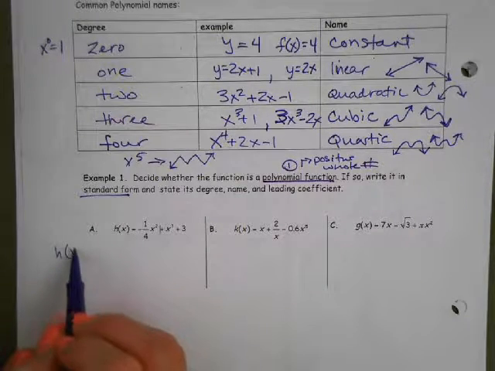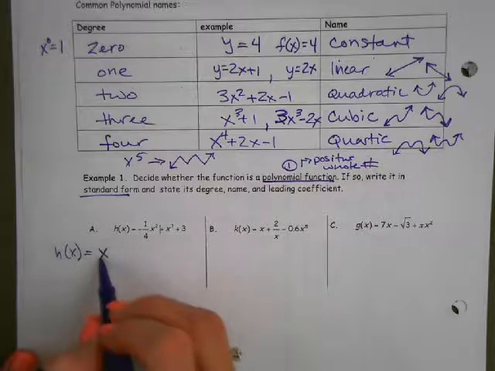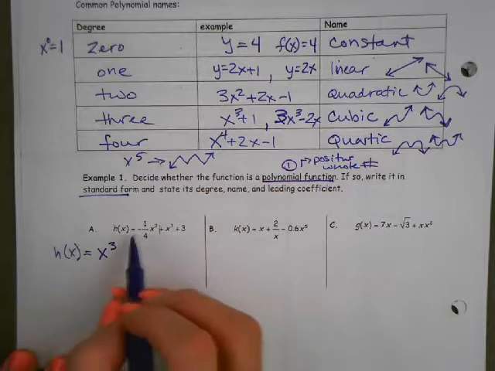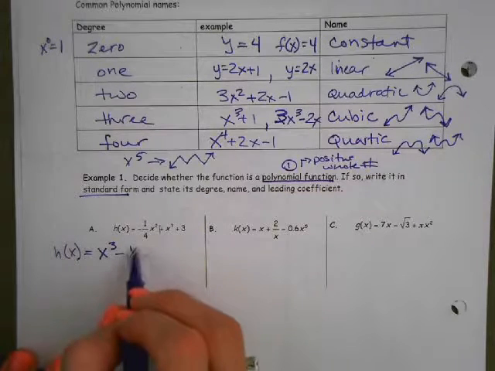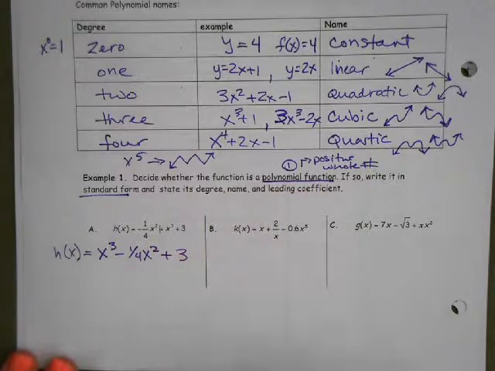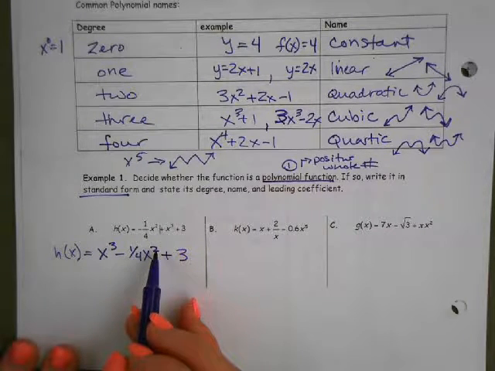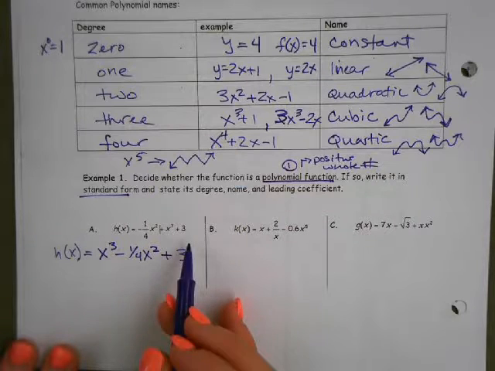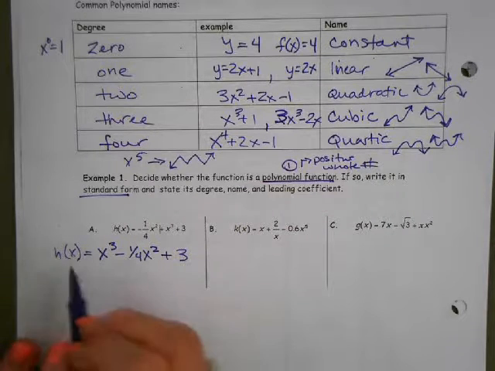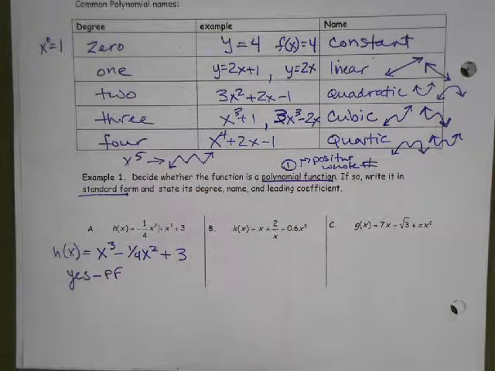So I have the h of x. Alright, so what's the highest exponent that we see here? X cubed. Okay, and then I see it's a negative 1/4 x squared. And then it's plus 3. Okay, so that's in standard form, highest to lowest. Are all the exponents positive whole numbers? Well, I have x cubed, I have x to the second, and then I just have x to the 0, because that's what a constant is. So they're all positive whole, right? So yes, it is a polynomial function, because they're all positive whole numbers.